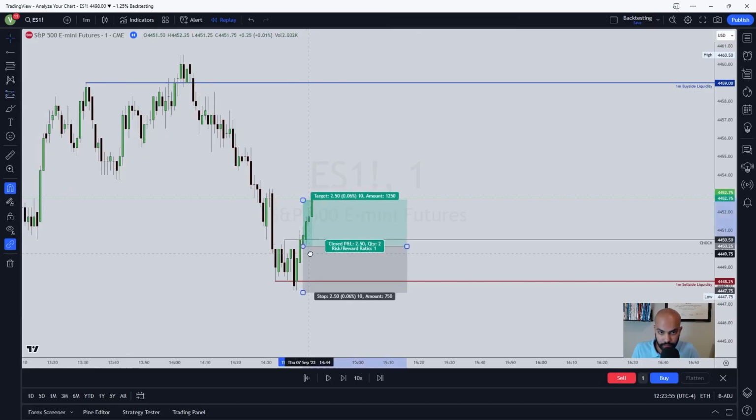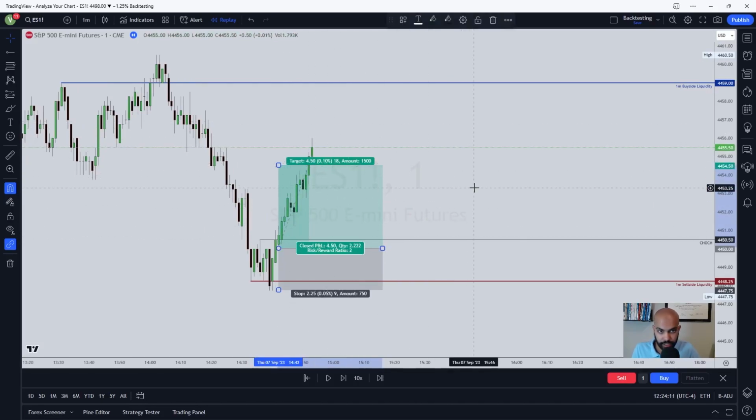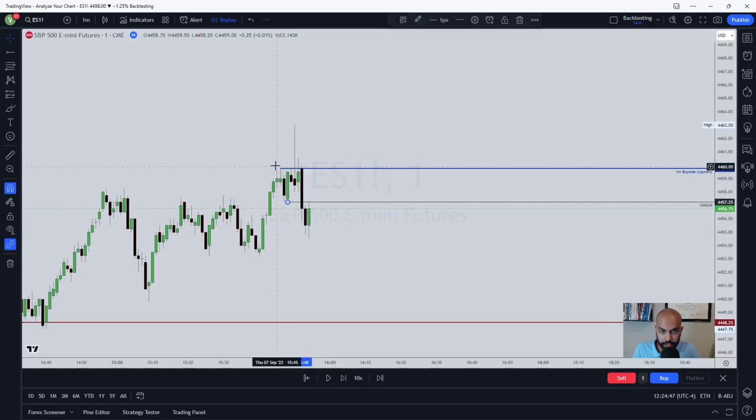So I think this would be a potential good long. Let's see if we get tagged in, and then I would target 2R. We did not get tagged in. It is cool to see price did go higher without us, unfortunately. There is a change of character here. Price actually came into this order block, so this looks like an institutional order flow entry drill.